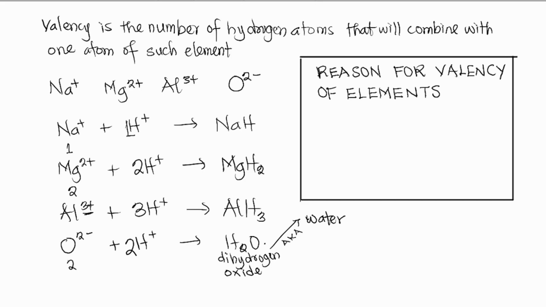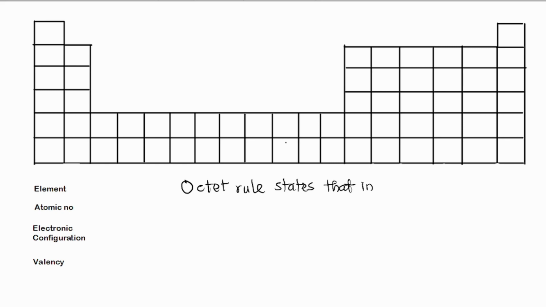Have you ever wondered why elements possess the specific values of valencies that they do? For example, why does sodium possess a valency of 1 and not 2 or 3? Also, why does oxygen possess a valency of 2 and not 3 or 1? The major reason for this is because of what is called the octet rule. The octet rule states that in the formation of a chemical compound, atoms lose, gain, or share electrons in order to achieve the stable octet configuration like noble gases.